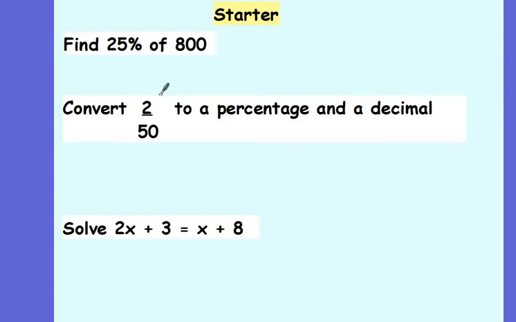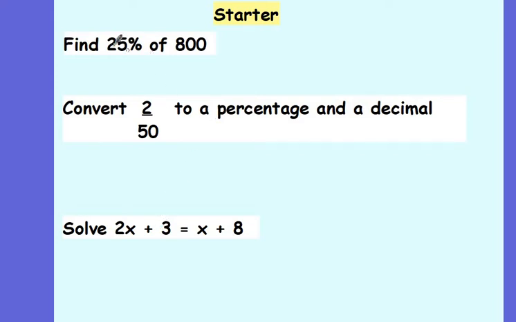Let's start off with a quick starter as always. Can you find 25% of 800 for me? Can you then convert 2 over 50 to a percentage and a decimal? And can you solve the equation 2x plus 3 equals x plus 8? Pause the video and answer those questions in your light blue books now please.